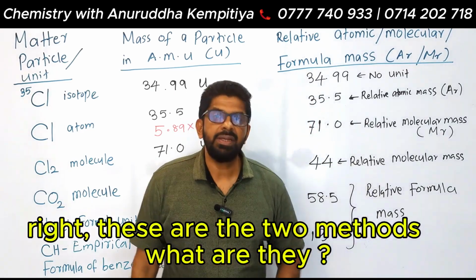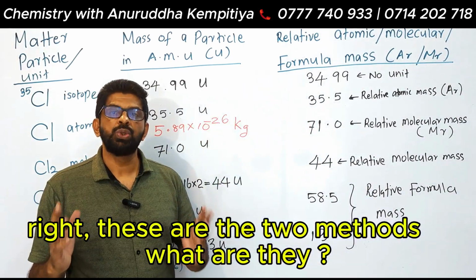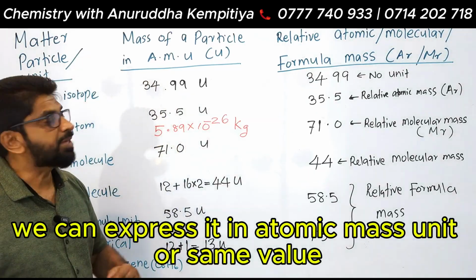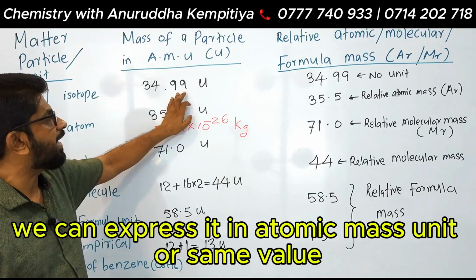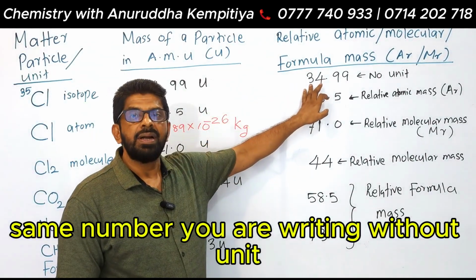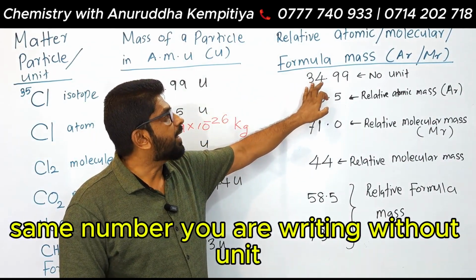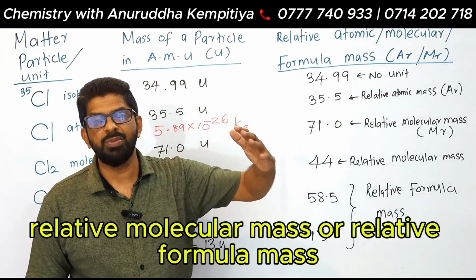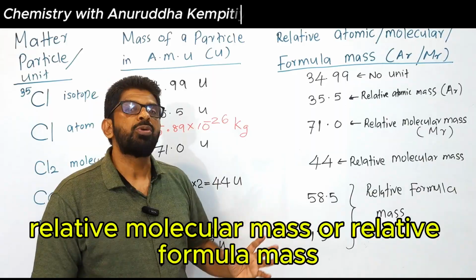These, then, are the two methods. What are they? We can express it in atomic mass unit, or write the same value, the same number, without a unit, and then you call it relative atomic mass, relative molecular mass or relative formula mass.